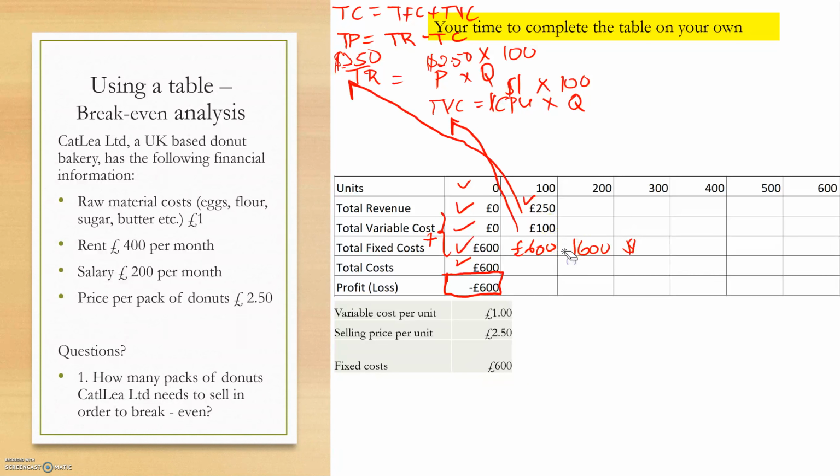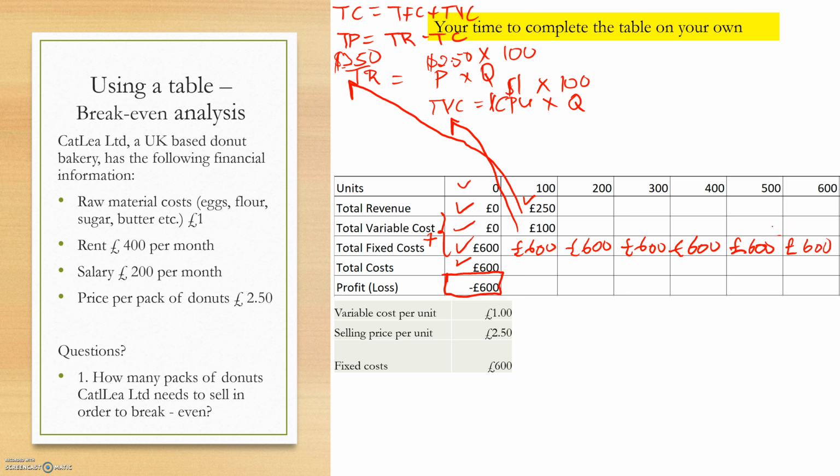You know what? I should have used pounds instead, isn't it? 600 pounds, 600 pounds, 600 pounds for fixed costs right throughout.